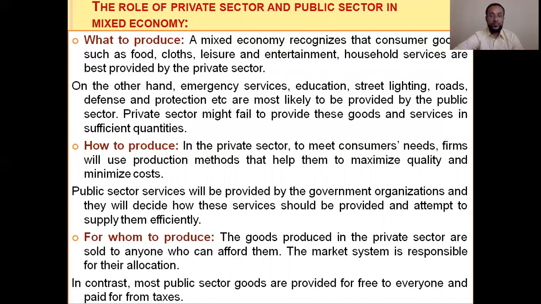Last is for whom to produce. The goods produced in the private sector are sold to anyone who can afford them. The market system is responsible for their allocation. In contrast, most public sector goods are provided for free to everyone and paid for from the taxes.